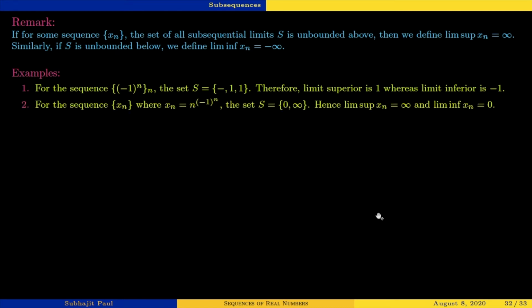For the next sequence, n to the power minus 1 to the power n, the set is 0 and infinity.